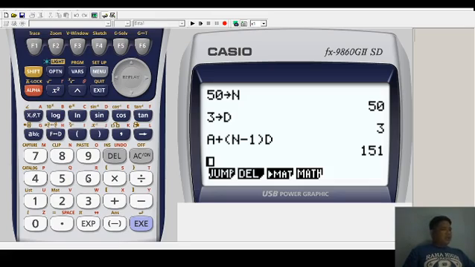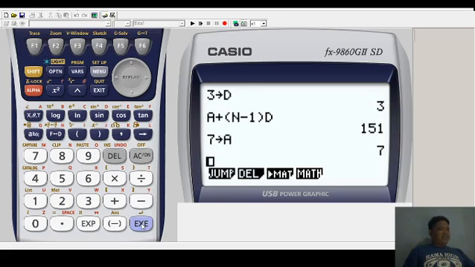So now let's move to the 50th term of column 2. Again, we will just be assigning values. We will use the alpha button so that we could assign values to our variables A, N, and D. For column 2, our first term is actually 7, if you can still remember that, so we press 7, assign that to our A. Press alpha, and then this button here, the X theta T, and then press execute.